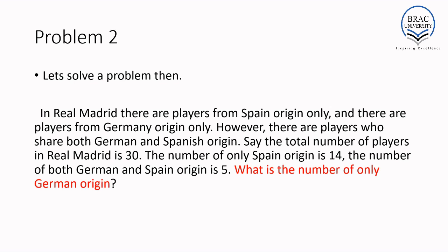See, say for example, Real Madrid have players only from German nationality and from Spanish nationality. However, there are some players who have both nationalities, so they have origin from both Germany and Spain. It is given that the total number of players in Real Madrid is 30. The number of Spanish origin players is 14. The number of players of both German origin and Spanish origin is 5. What is the number of German only origin players?